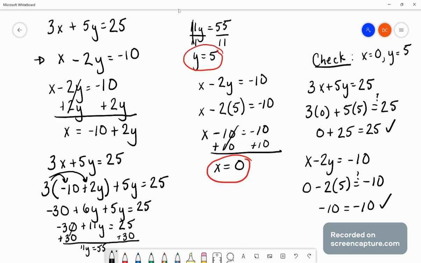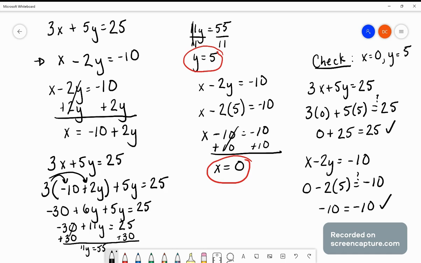And so that's two examples of how to solve a system of equations. I can do some more. I'm just going to stop this sharing, and then I will do some more on another one.